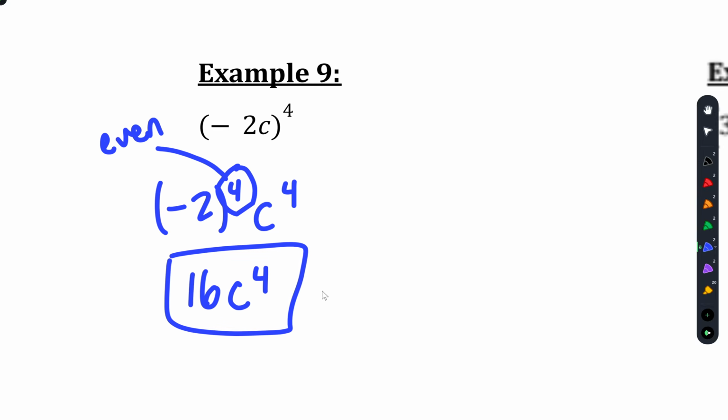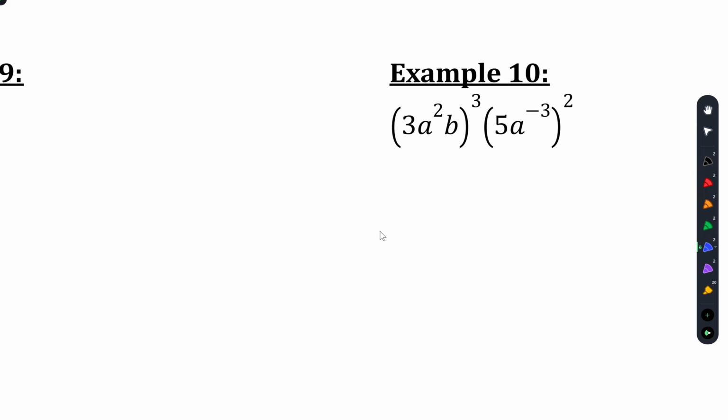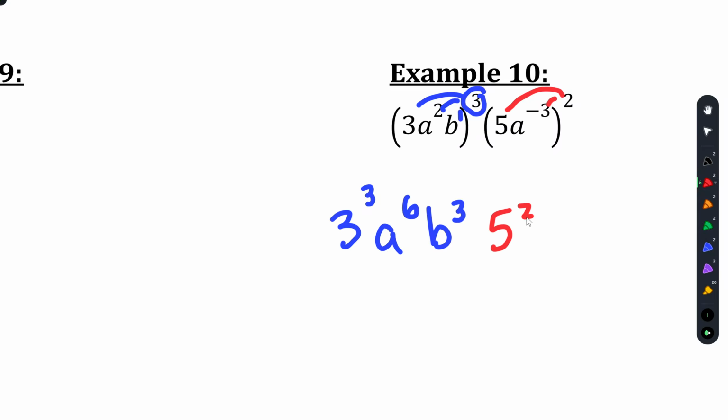Okay, let's go through this last one a little bit more slowly. Example 10, I've got 2 big bubbles. I'm going to take care of one at a time. Let's start with the one on the left. I'm going to distribute that 3 to all 3 pieces. 3 to the 3rd, a to the 6th, and b has no exponent, so remember that's just like b to the 1st, so it becomes b to the 3rd. Same thing over here, distribute to both bases, 5 squared, a to the negative 6th.